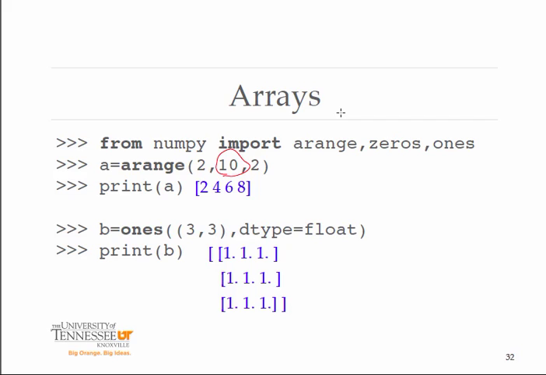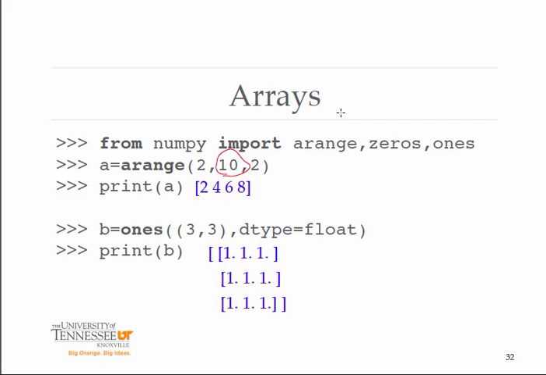Students get this confused. Some people would say, oh, isn't that a 5-element array? No, it's a 4-element array. It starts at 2, it goes up to, but does not include 10. So therefore, the only elements in this array are 2, 4, 6, and 8. Again, 10 is a boundary. So keep that in mind.